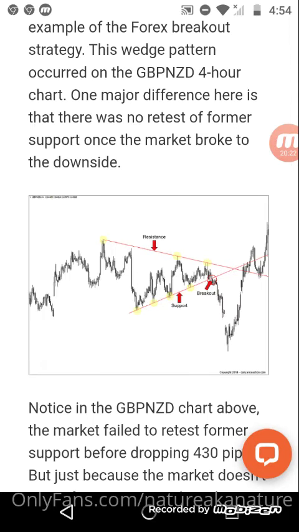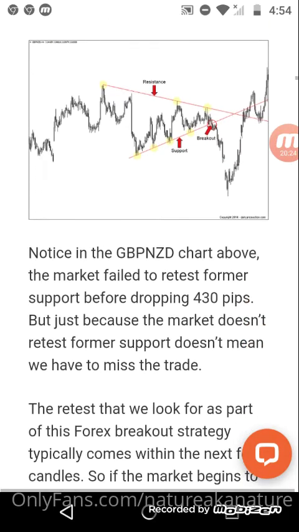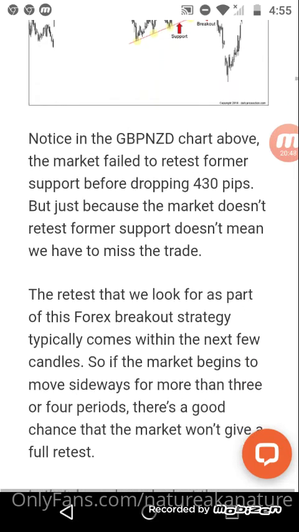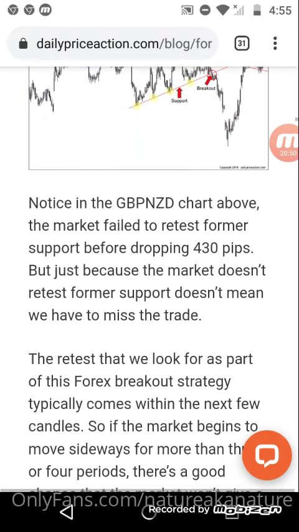Notice on the GBP NZD chart above, the market failed to retest the former support before dropping 430 pips below. But just because the market doesn't retest the former support doesn't mean we have to miss that trade. Sometimes we don't get a retest, and you can just get in that trade. The retest that we look for as part of this Forex breakout strategy typically comes within the next few candles.